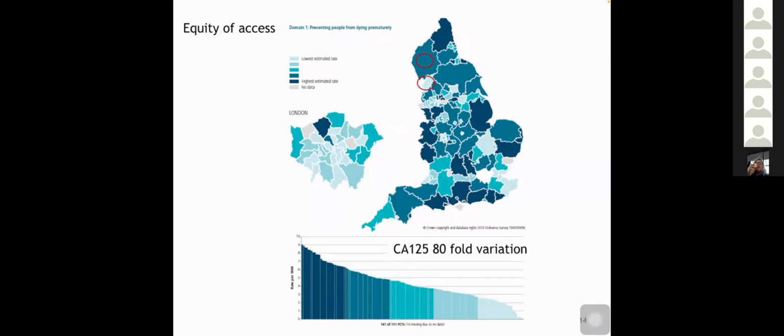image there. And it looks at the rates of CA125 testing, and that's done by primary care trusts. So that's essentially by primary care regions. And you can see huge variation. So that information from this digital network of data is giving us information about patterns of testing and insights into differences in access for patients to these tests, by region.